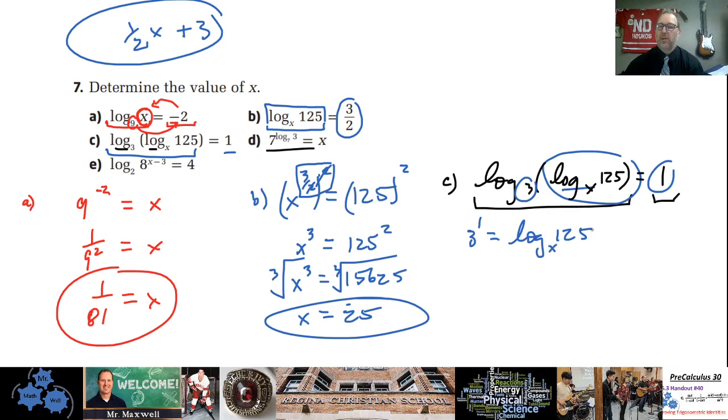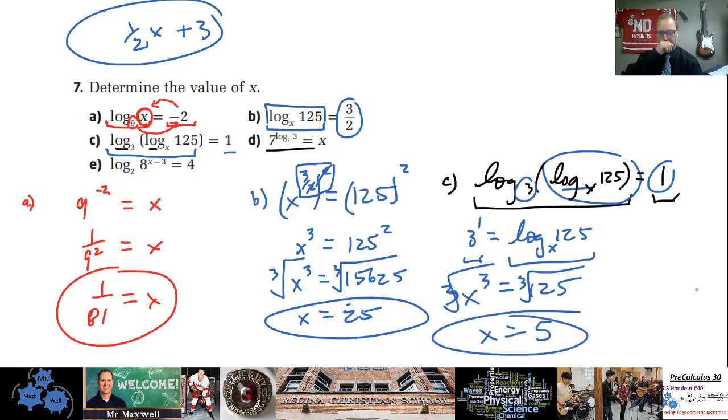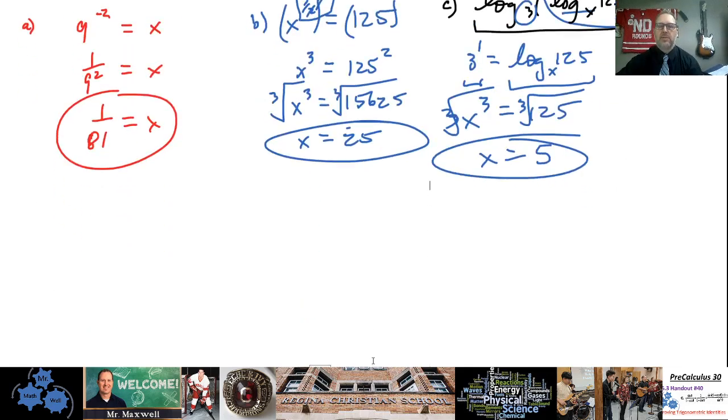That's no big deal at all, because I just do that same thing again. I have a log on one side, I have a number on the other, do exponential. So x to the power of 3 equals 125. Cube root both sides, boom. I get x equals 5. Okay? So again, look for those. If you have a log on one side and no log on the other, probably exponential is the way you're going to go.